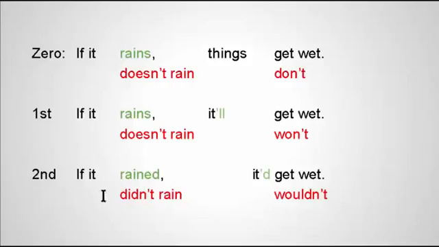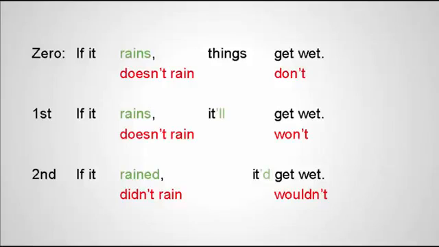It sounds like this. If it rained, it would get wet. Let's repeat. If it rained, it'd get wet. One more time. If it rained, it'd get wet. The negative. If it didn't rain, it wouldn't get wet. Again, if it didn't rain, it wouldn't get wet.